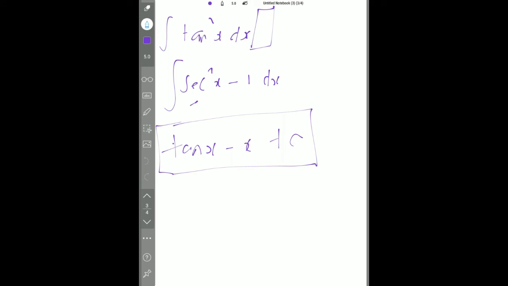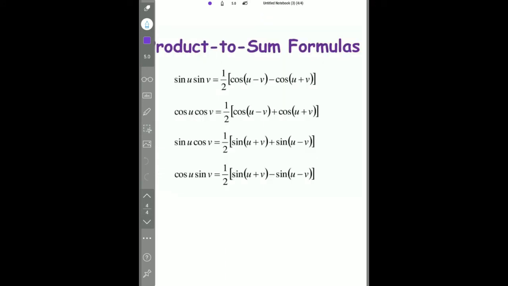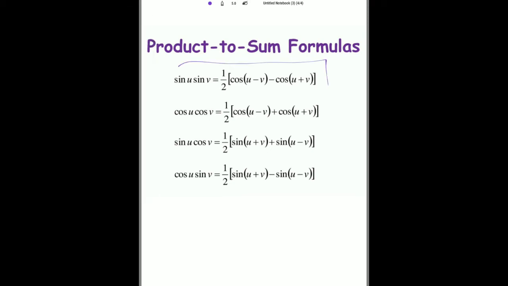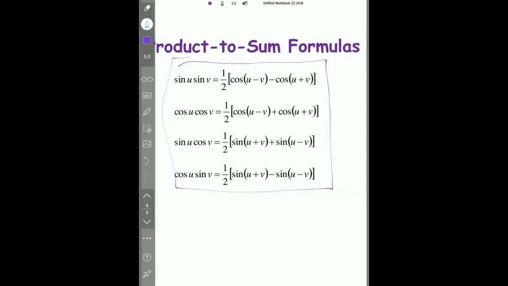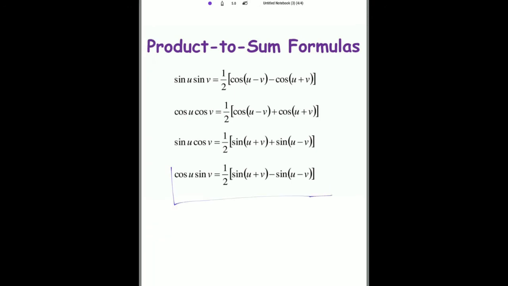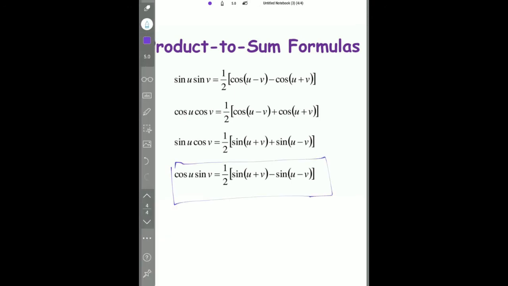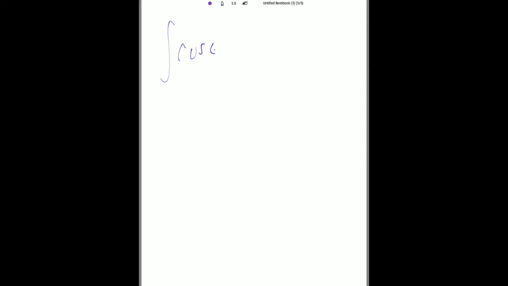Now we're going to move on to some sum and product formulas, or rather sum to product formulas. And these formulas help us to integrate expressions that are products of sine and or cos. So we're going to be using this last expression here to solve the following problem. Let's say that we needed to find the integral of cos 4x sine 2x with respect to x.